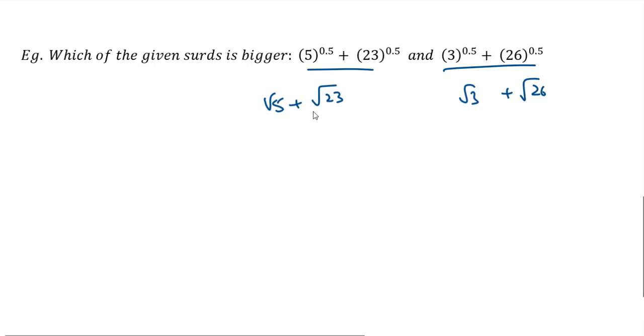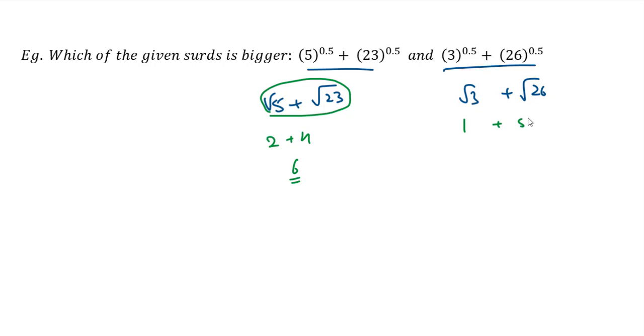Let's say if we were to use the approximation technique, now we know the approximate value of square root 5 will be 2 point something plus the approximate value of square root 23 will be 4 point something. So the approximate value of this surd will come out to be 6 point something. Now if we take the square roots of these two values, square root of 3 will be approximately 1 point something. Square root of 26 will be approximately 5 point something. So if you add them, it will again come out to be 6 point something. So we cannot use the approximation technique for comparing these two values. We'll have to use another technique.